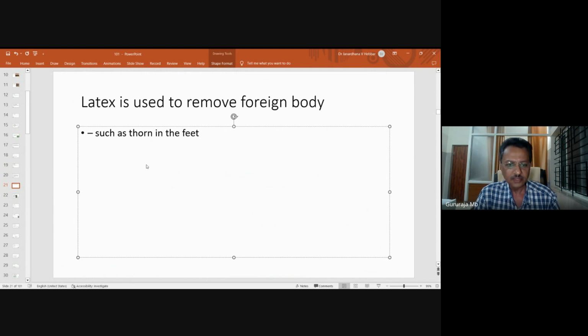Whenever there is such a thing, a thorn or something like that, which has entered into the feet, is not coming out, and is giving a lot of trouble, they will apply a few drops of ksheera of this, which usually very easily makes the foreign body come out of the body. And later, it also helps in easy healing.